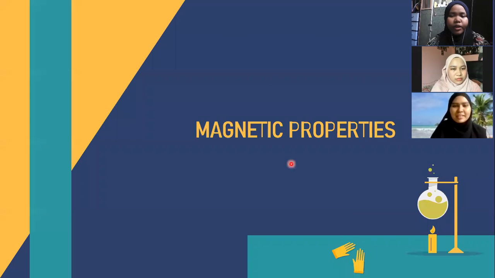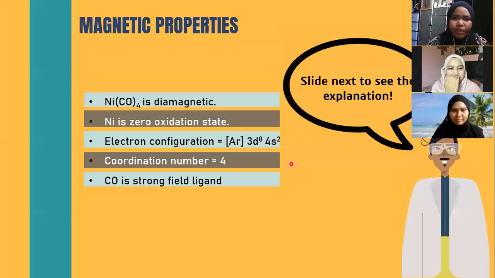Now we continue with the magnetic properties. The magnetic property for this NiCO4 is diamagnetic. Before we determine whether it's diamagnetic or paramagnetic, we need to know a few key points, which are the oxidation state of the metal atom. For the nickel atom, the oxidation state is 0, and the electron configuration is argon 3d8 4s2. The coordination number is 4, and the ligand, which is the carbonyl, is a strong field ligand. So let's see the explanation why it is diamagnetic.